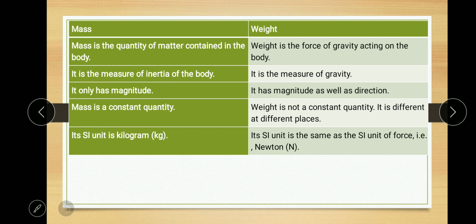Mass only has magnitude. Weight has magnitude as well as direction. So mass is a scalar quantity and weight is a vector quantity. Mass is a constant quantity. Weight is not a constant quantity; it is different at different places. The SI unit of mass is kg and the SI unit of weight is Newton.